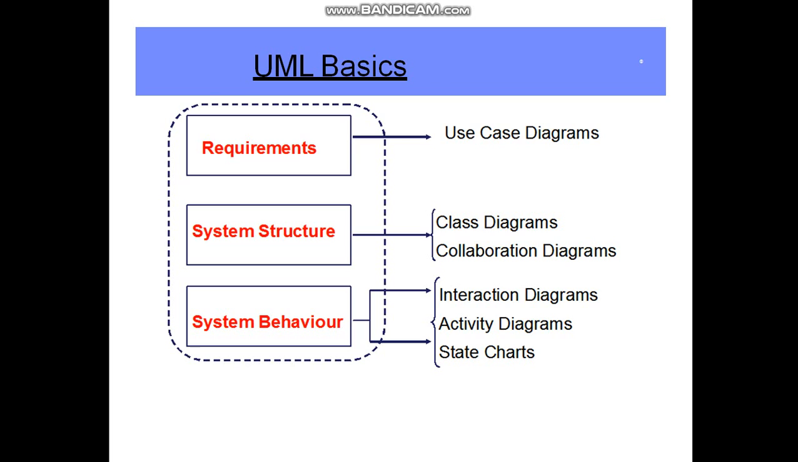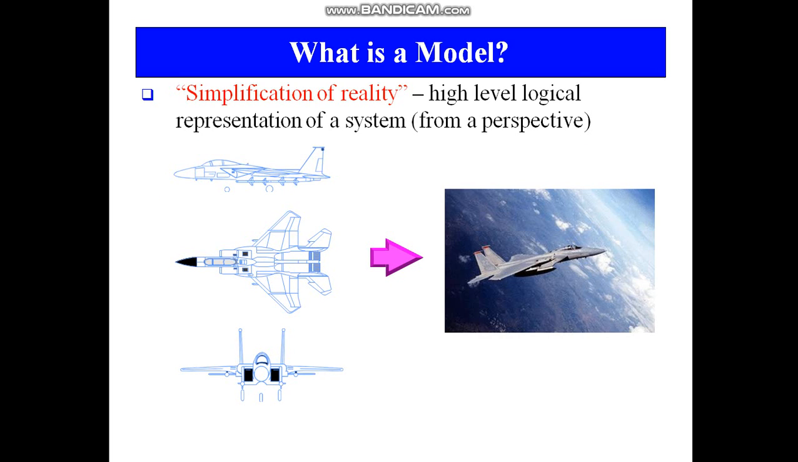System behavior totally depends upon the behavioral modeling, and the system structure depends upon the structural model, and requirement is a part of the use case diagram. What is a model? Simplification of reality, that means the high level logical representation of a system is called a model. This is an aeroplane model.